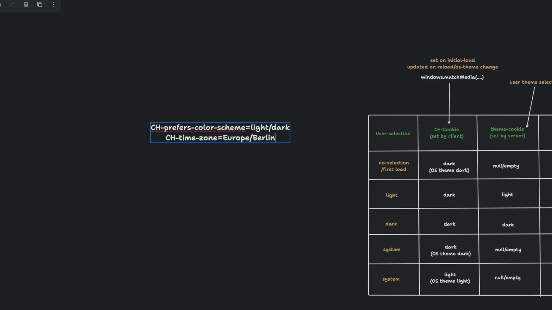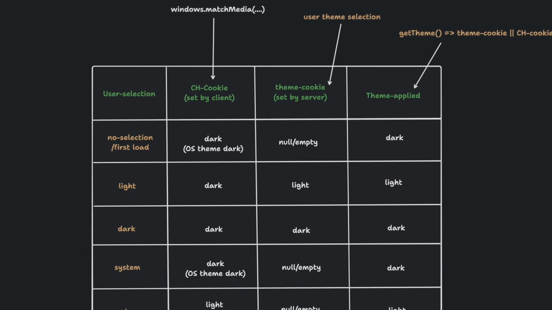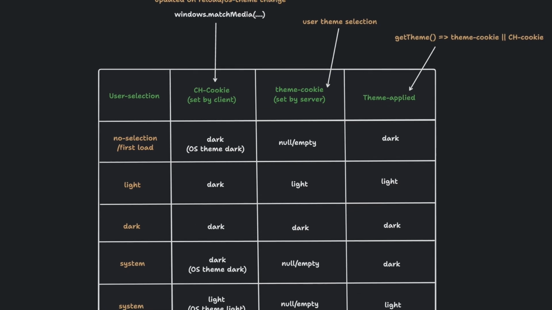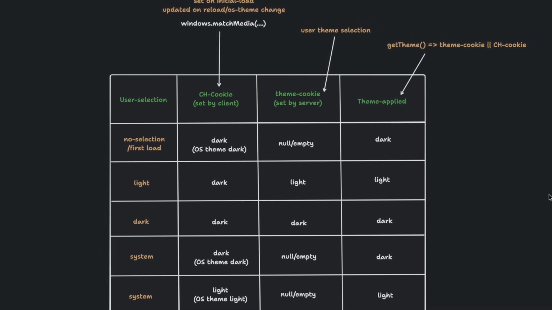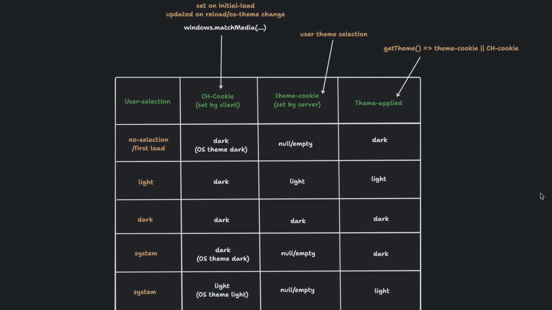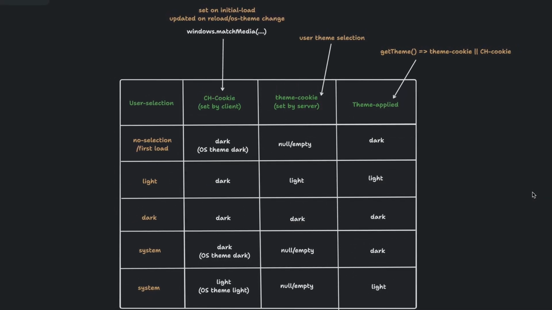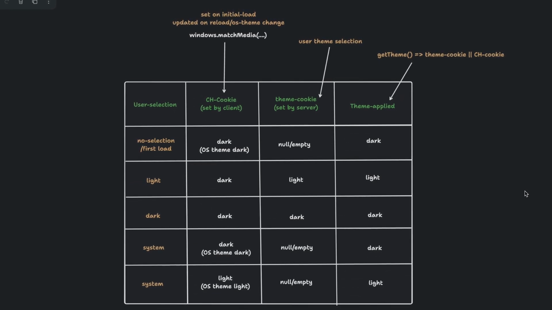And with regards to the client hint cookies, we are going to have two cookies. The first one is CH-prefers-color-scheme that carries the user's preferred theme, and another one, CH-time-zone, that carries the user's time zone information. The CH-prefers-color-scheme is used along with another cookie called the theme cookie in order to make our theme switching possible. Let's take a quick look at our theme switching logic, which I've already talked about in my other video.